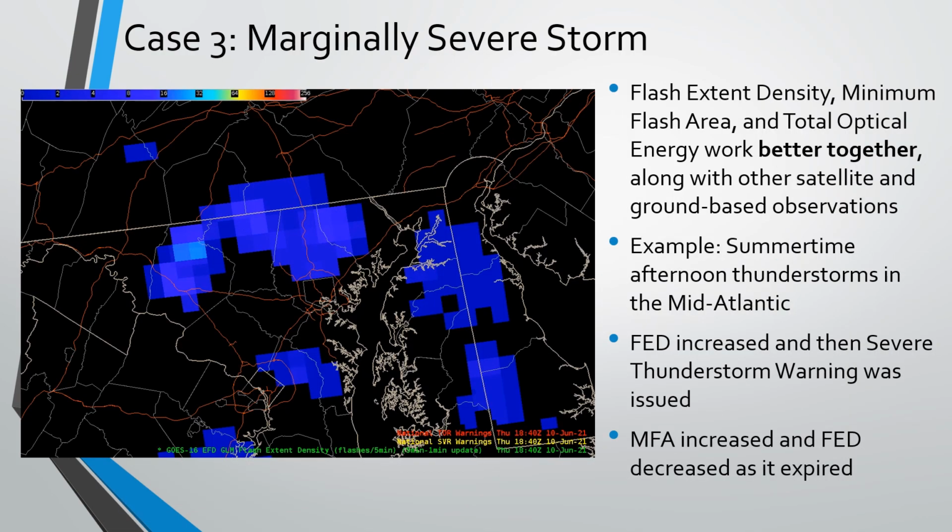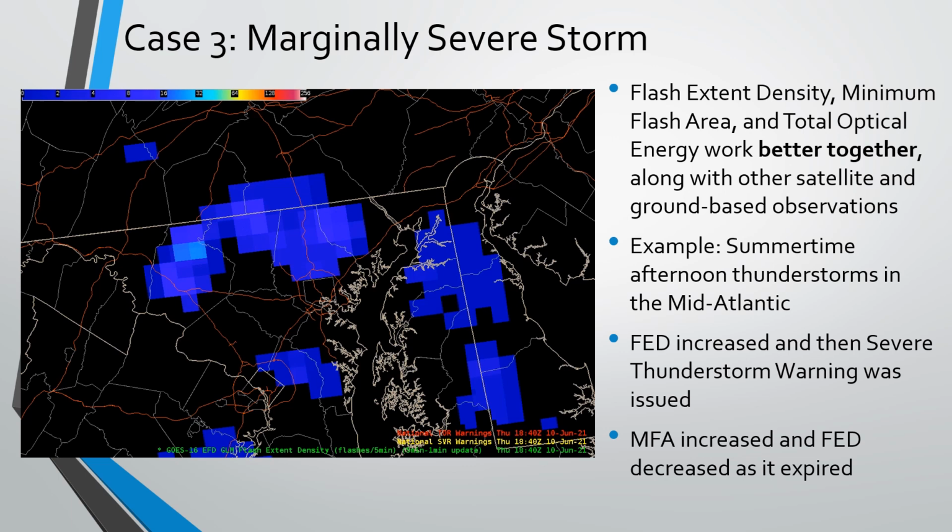Finally, we're going to look at a case of a marginally severe storm where the lightning flash counts were relatively low, but severe weather still occurred. In this section, we want to hammer home that flash extent density, minimum flash area, and total optical energy work better together, along with other satellite and ground-based observations, to have the most complete picture of how thunderstorm activity is evolving. This is an example of summertime afternoon thunderstorms in the mid-Atlantic in Maryland.